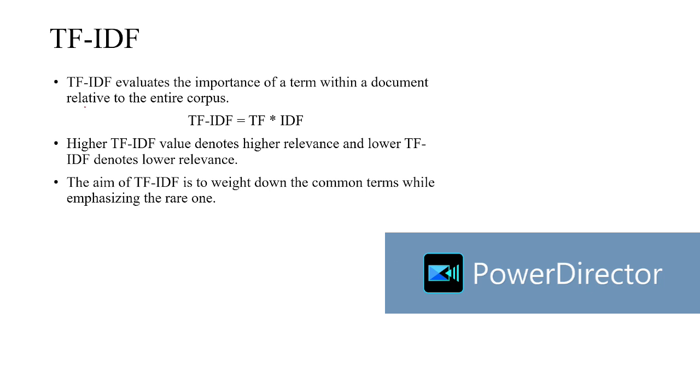And the last is the combination, TF-IDF. TF-IDF evaluates the importance of a term within a document relative to the entire corpus. Suppose we have a term NLP. TF-IDF evaluates the importance of this term within a document relative to the entire corpus. The formula is TF into IDF.